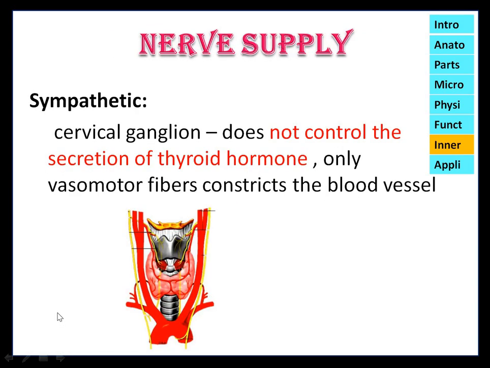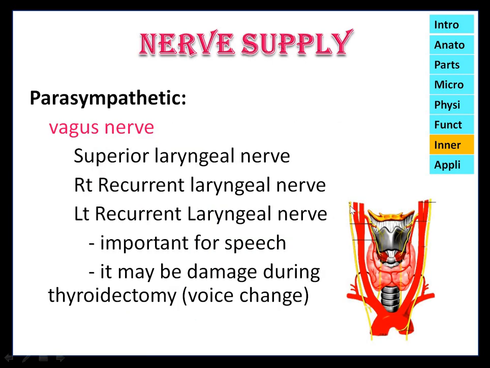Now the nerve supply of the thyroid gland. Sympathetic innervation and parasympathetic innervation. First, sympathetic. The sympathetic fibers arise from the cervical ganglia and do not control the secretion of thyroid hormone. They have vasomotor fibers, so they control and constrict the blood vessels. Parasympathetic fibers arise from the vagus nerve, which branches into the superior laryngeal nerve. These are the superior laryngeal nerves. They are partly supplied to the thyroid gland and mainly supplied to the laryngeal muscle.